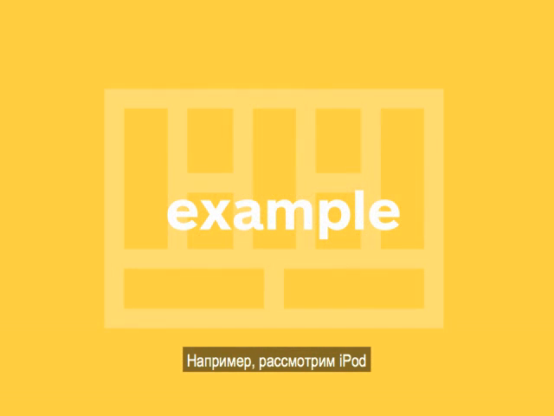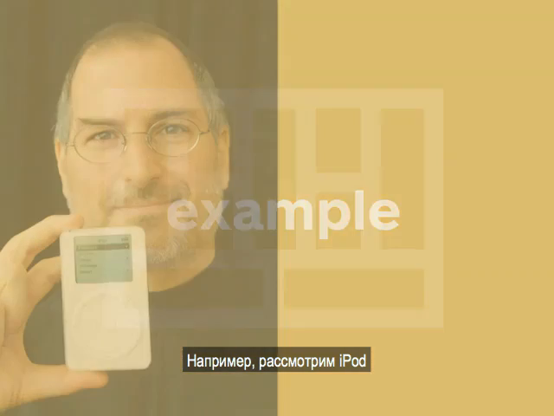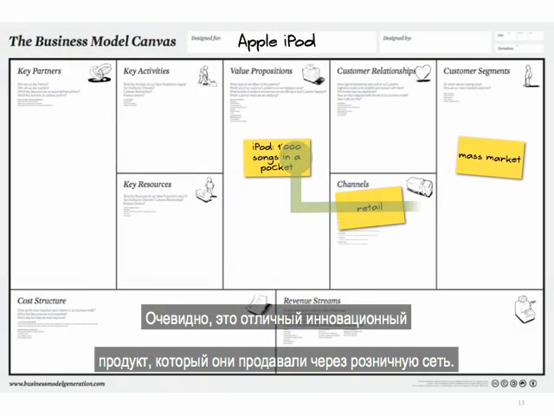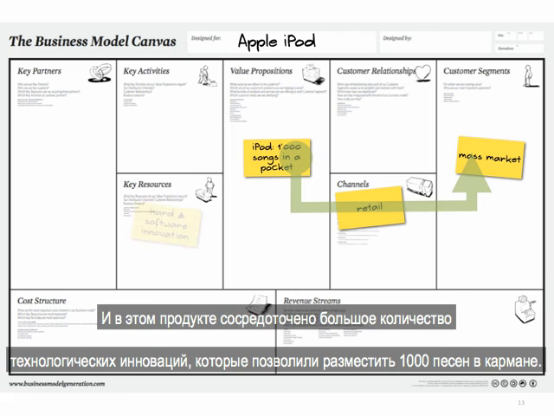So let's look at a first example. I like this example of the iPod. You might remember when Steve Jobs pitched the iPod on stage, the one big thing that he mentioned again and again and again was 1,000 songs in a pocket. That's the value proposition. 1,000 songs in a pocket. Which is obviously a great product innovation that they were selling through retail to the mass market. And indeed, there was a lot of technology innovation that went into that because it was hard to put 1,000 songs in a pocket at that time.